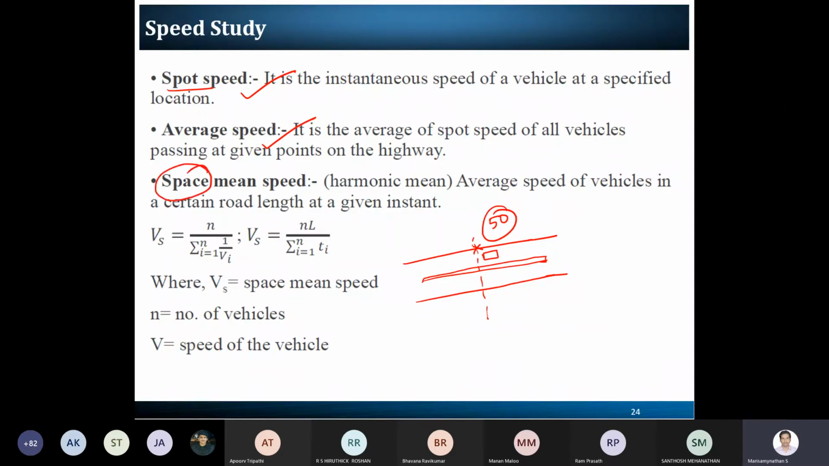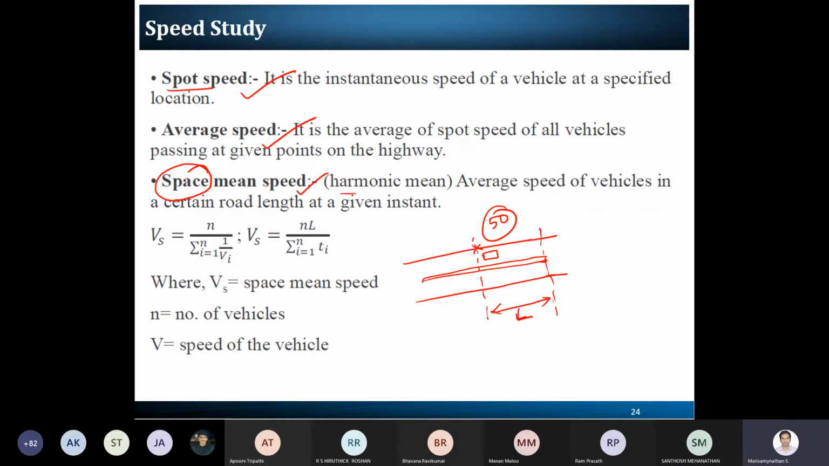Space is with respect to the space. Example, in the same corridor, this is the length you are considering. In this trap length, what will be the speed? That is defined as space mean speed. In 1 hour, what will be the number of vehicles passed in this particular length? From that, whatever average can be measured is the space mean speed.